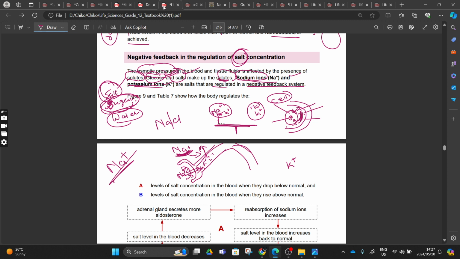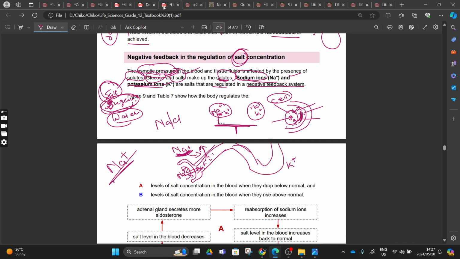No, we are concentrating on sodium alone. If you have more sodium, it means that more salt will be passing to your tubules. And then in that tubule, we have to send a message called aldosterone to open or close. That's where we are opening or closing.